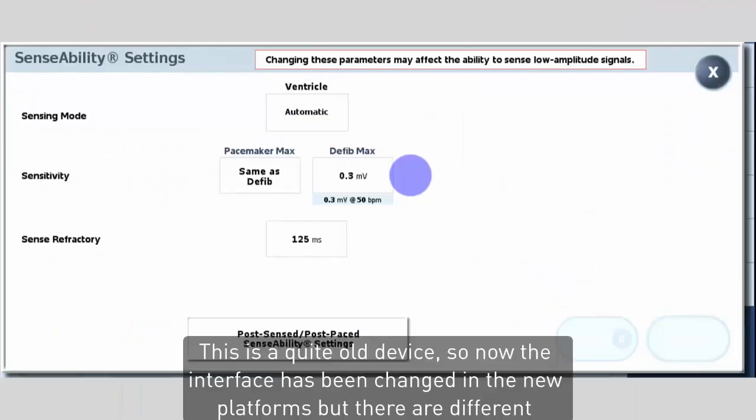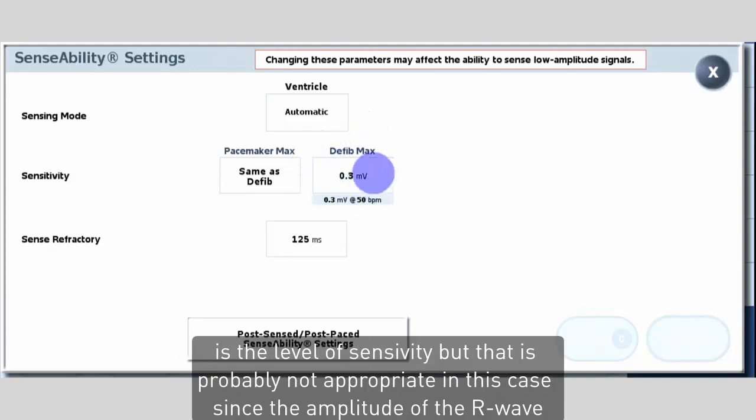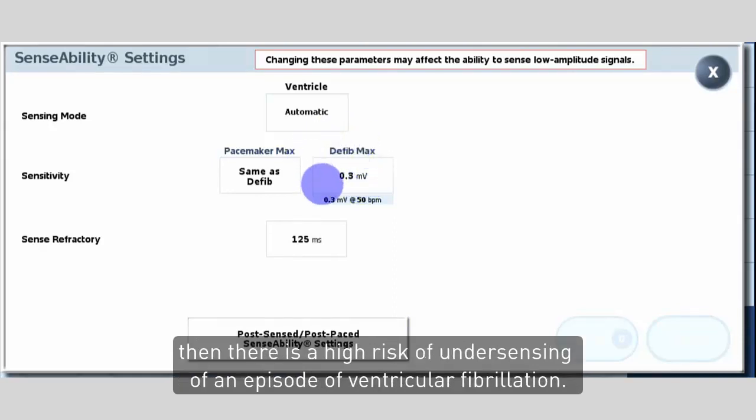This is a quite old device, so now the interface has been changed in the new platforms, but there are different parameters that you can modify in case of T-wave oversensing. The first one is the level of sensitivity, but that is probably not appropriate in this case, since the amplitude of the R wave is very low. So if we decrease the sensitivity by increasing this value, then there is a high risk of undersensing of an episode of ventricular fibrillation.